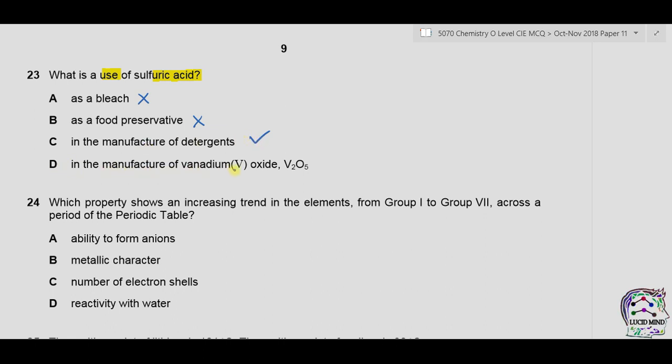D, in the manufacture of vanadium pentaoxide. This is a catalyst and it is not made by sulfuric acid. Chlorine can be used as a bleach and sulfur dioxide is used as a food preservative. And vanadium pentaoxide is catalyst. Correct answer is C.